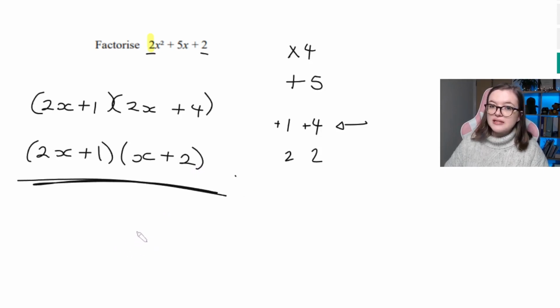So again, you might have been taught something different. This is my chosen method. It's what I like to do. It's what I think is the quickest way. But again, if you like a different way, then feel free to just practice the questions using your own method. And if you want to try mine, feel free.